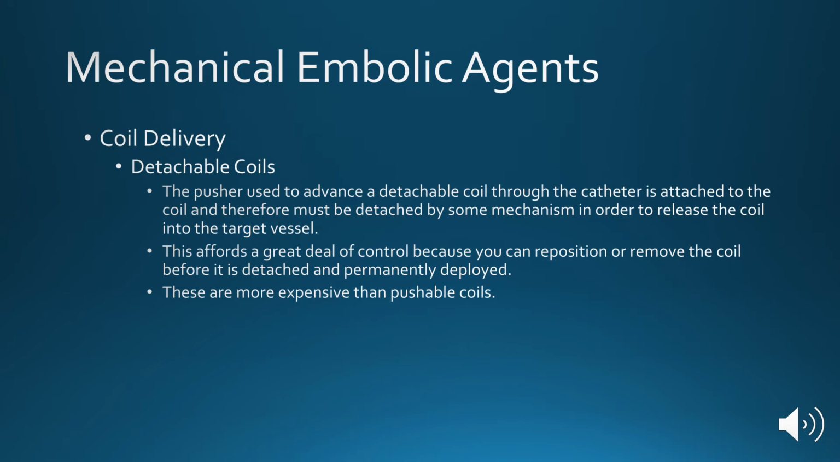With a detachable coil, the pusher used to advance the coil through the catheter is attached to the coil, and therefore must be detached by some mechanism in order to release the coil into the target vessel. This affords a great deal of control because you can reposition or remove the coil before it's detached and permanently deployed. The thing to remember is that these are much more expensive than pushable coils.